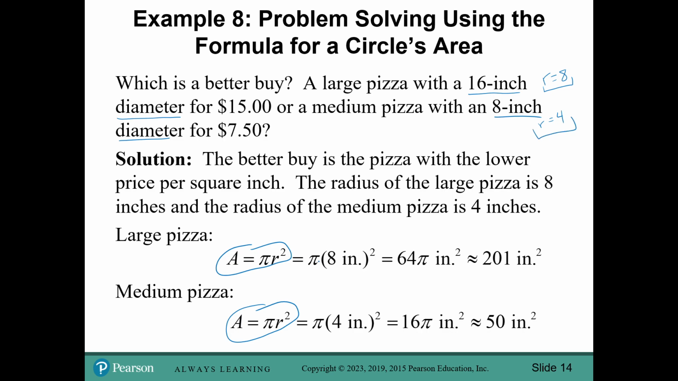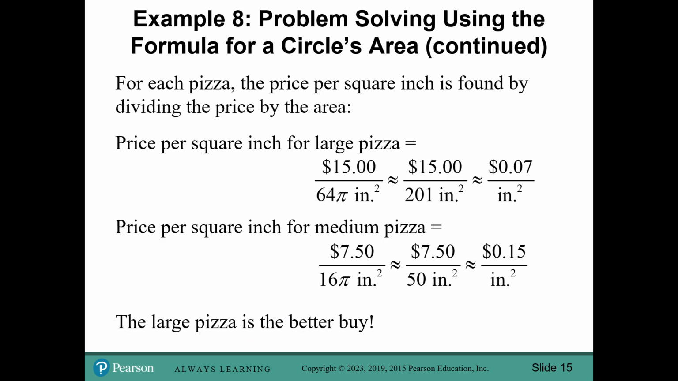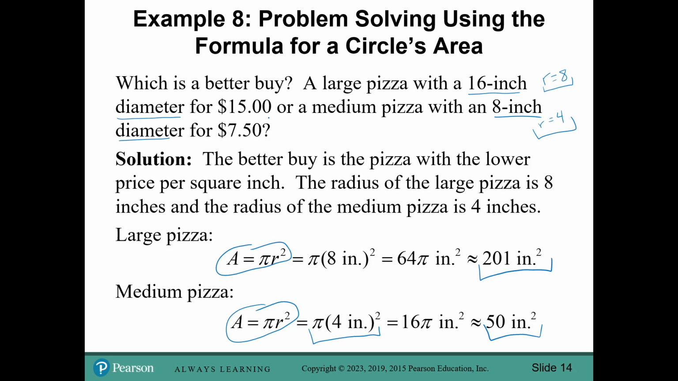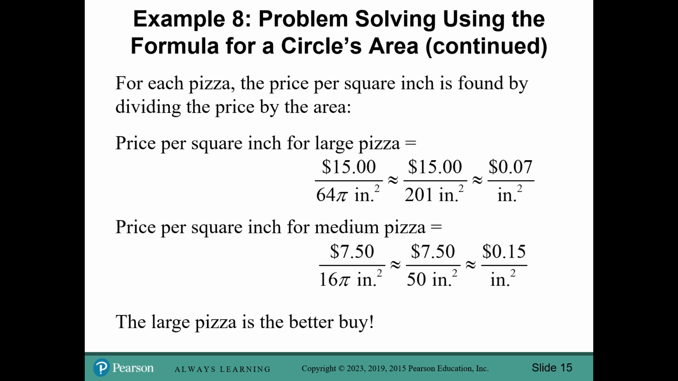Okay. So for the large pizza, if we want to find the area of the large pizza, we need to do pi times 8 squared, which gives us approximately 201 inches squared. The radius of the medium pizza we said was 4 inches, so we need to do pi times 4 squared, which gives us approximately 50 inches squared. Now, we're not quite done yet, okay? We need to find the price per square inch for each of those pizzas. So what we're going to do is take the cost of those pizzas. Remember, the large pizza cost here was $15. The small pizza cost was $7.50. Or sorry, the medium pizza cost was $7.50.